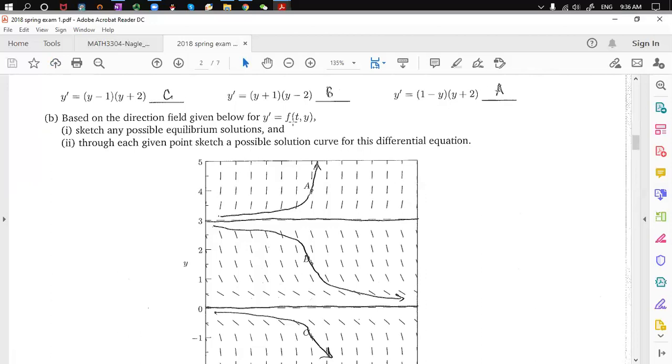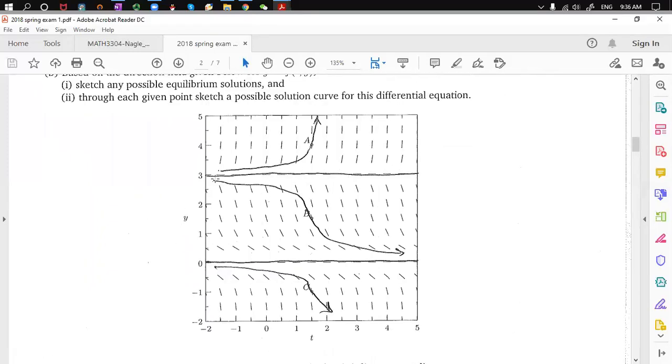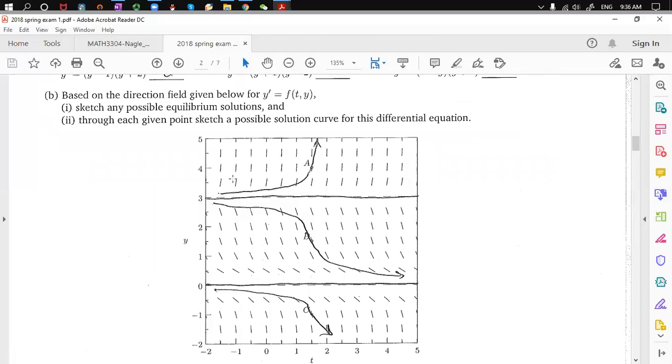As long as you are aware of this, it means that your picture is in the ty plane, right? So you want to find y as a curve, the graph of the function y as a function of t. That's what you want to find. Now, suppose the direction field is given. Can you sketch the equilibrium solution?